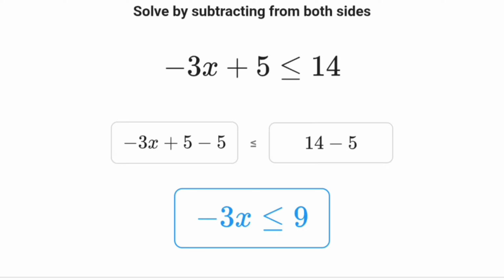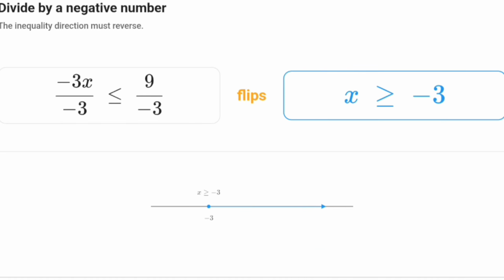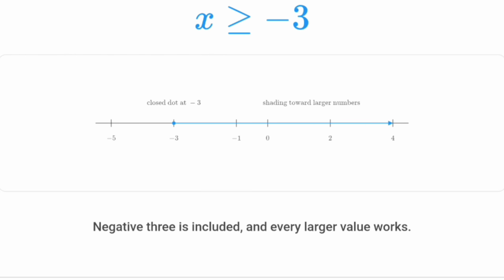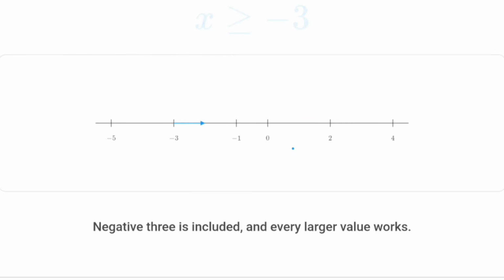To solve -3x + 5 ≤ 14, subtract 5 from both sides to get -3x ≤ 9. Dividing both sides by negative 3 reverses the symbol, so the solution is x ≥ -3. The graph of that solution has a closed dot at negative 3 and shading towards larger numbers because negative 3 is included and every larger value works.